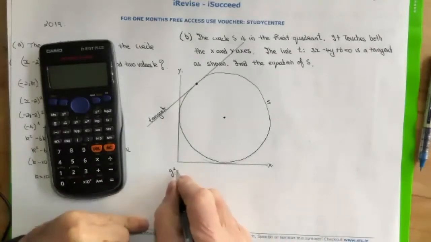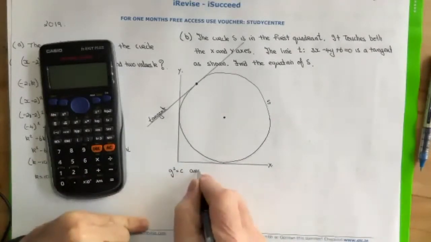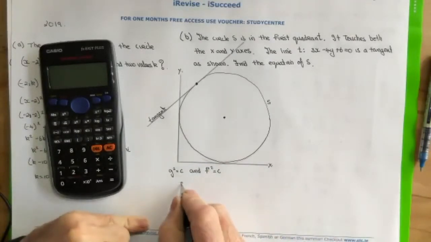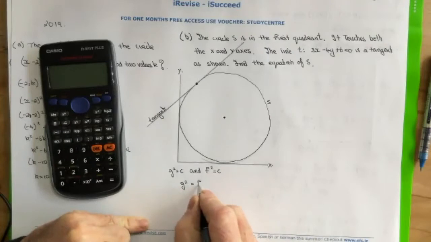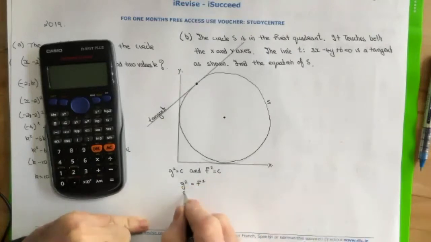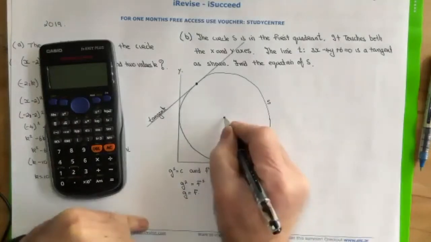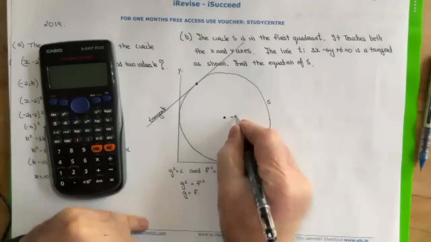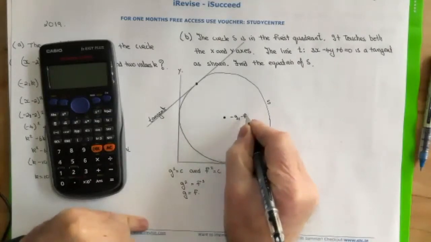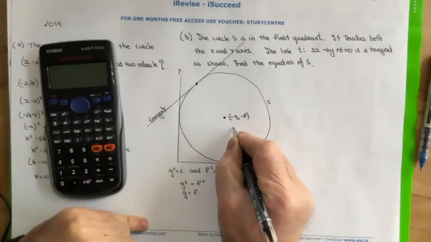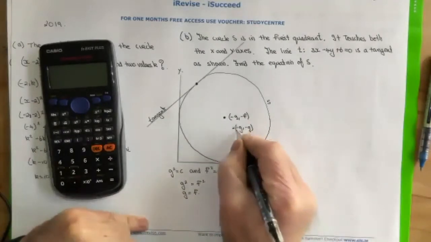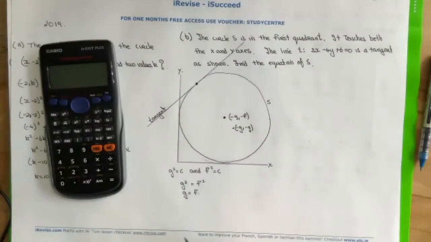So g squared is equal to c and f squared is equal to c. That means that g squared is equal to f squared. So g is equal to f. And if it's in the first quadrant, the center there is minus g, minus f, which is the same thing in this case as minus g, minus g, because they're the same.